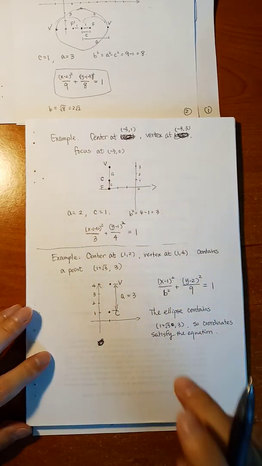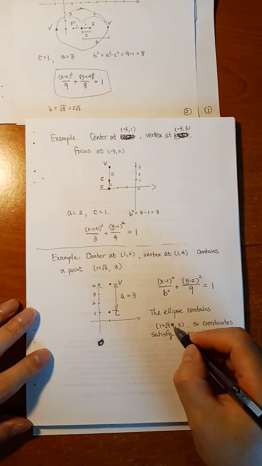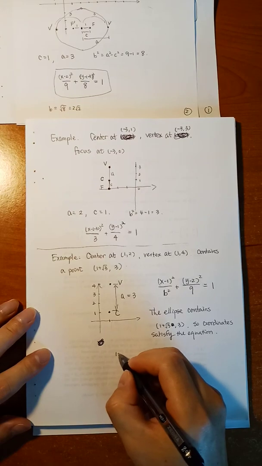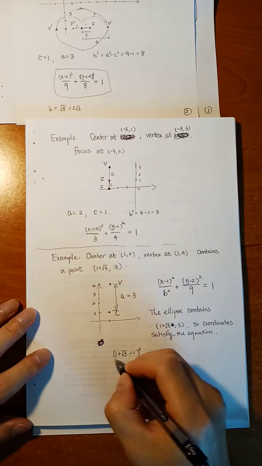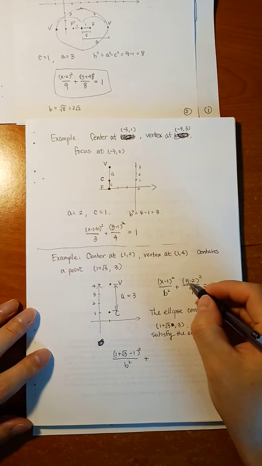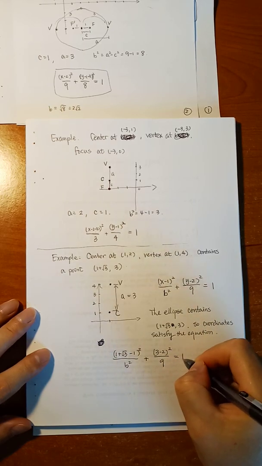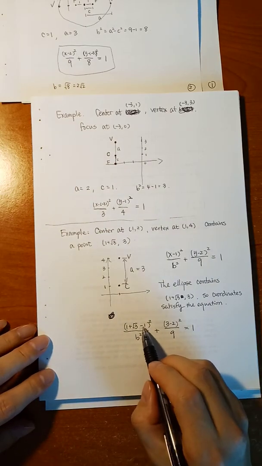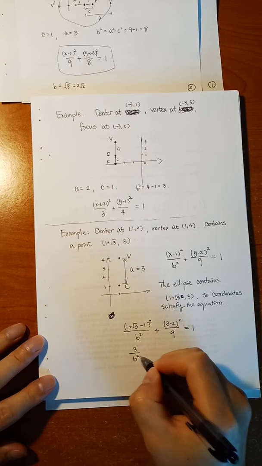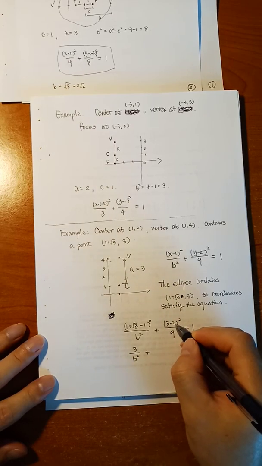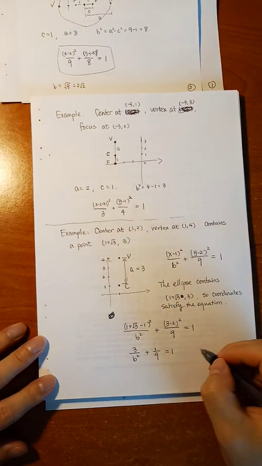Be careful, we don't know the b. We have to use this point to determine the value of b squared. Now satisfy the equation, let's plug in. So we get 1 plus root 3, this is x, minus 1 squared over b squared plus y is 3, 3 minus 2 squared over 9 is equal to 1. 1 minus 1, they cancel. So you have square root of 3 squared is a 3. So we get 3 over b squared plus 3 minus 2 is a 1, 1 squared, 1 over 9.